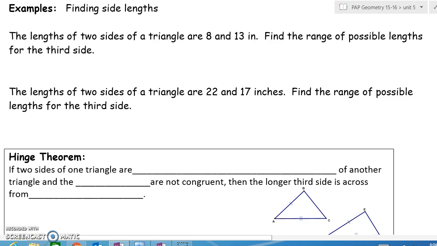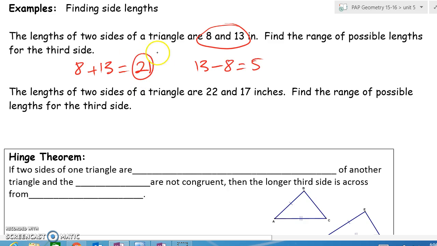Okay, there's a super easy way to do this. Whenever you're given two sides like this and asked to find the range of values for the third, all you have to do is take those two values and start by adding them. So 8 plus 13 is 21, and then subtract them. 13 minus 8, and that gives you 5.